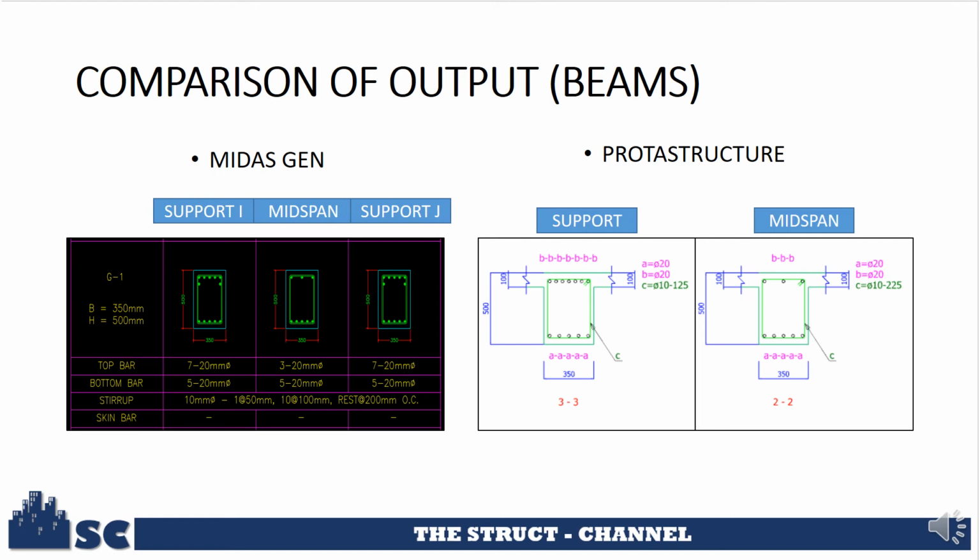Now, just to give you a comparison of output between Midas Gen and Prota Structure, on the left side of the screen you can see the dimension generated by Midas, 350 by 500, which is the same as what we got from Prota Structure. Same thing with the reinforcing bar: 320 millimeter at the left, and for Prota we also get 320 millimeter. So it's the same. It should be the same, no?